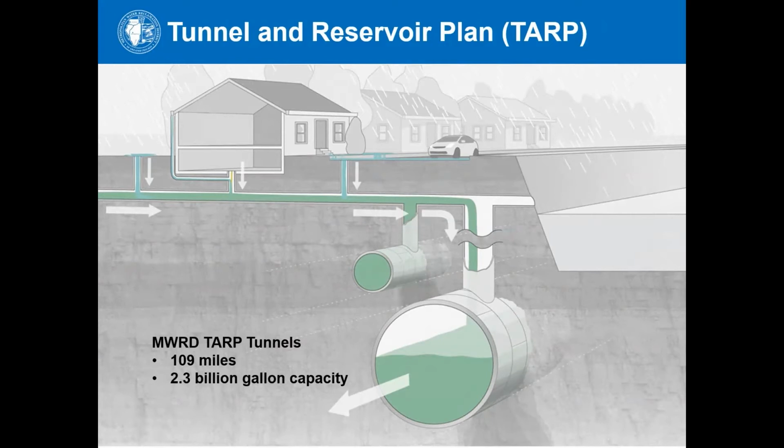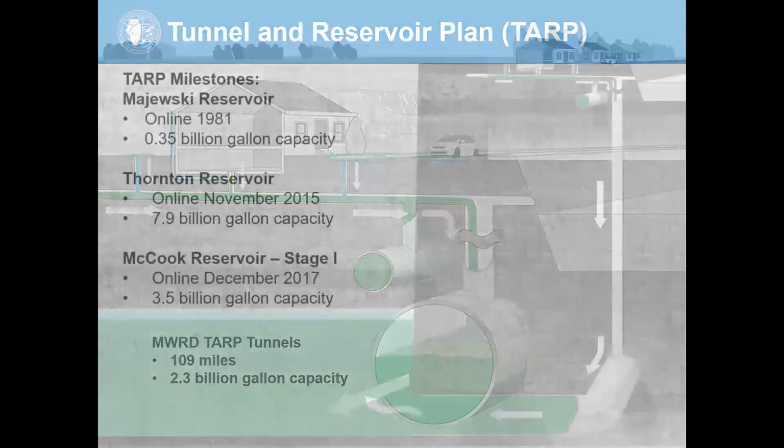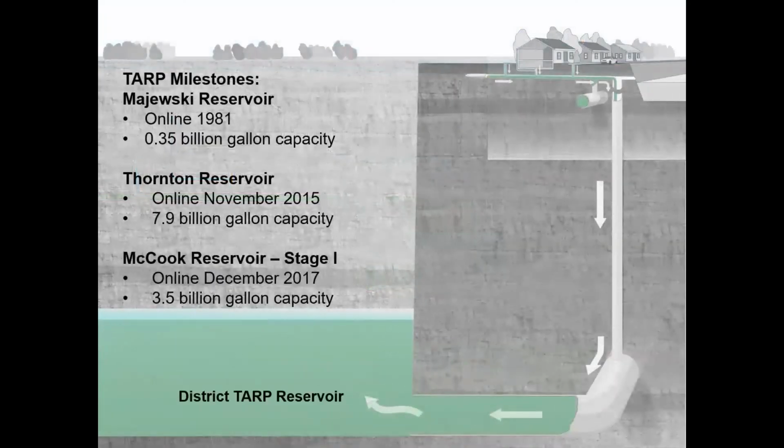So the entire project is being carried out in two phases. The first phase started in 1973 and was completed in 2006 and involved the construction of 109 miles of large diameter tunnels. They range in size from anywhere from 8 foot up to over 30 foot in diameter. The second phase consists of constructing 3 reservoirs for flood and pollution control for the Chicagoland combined sewer areas.